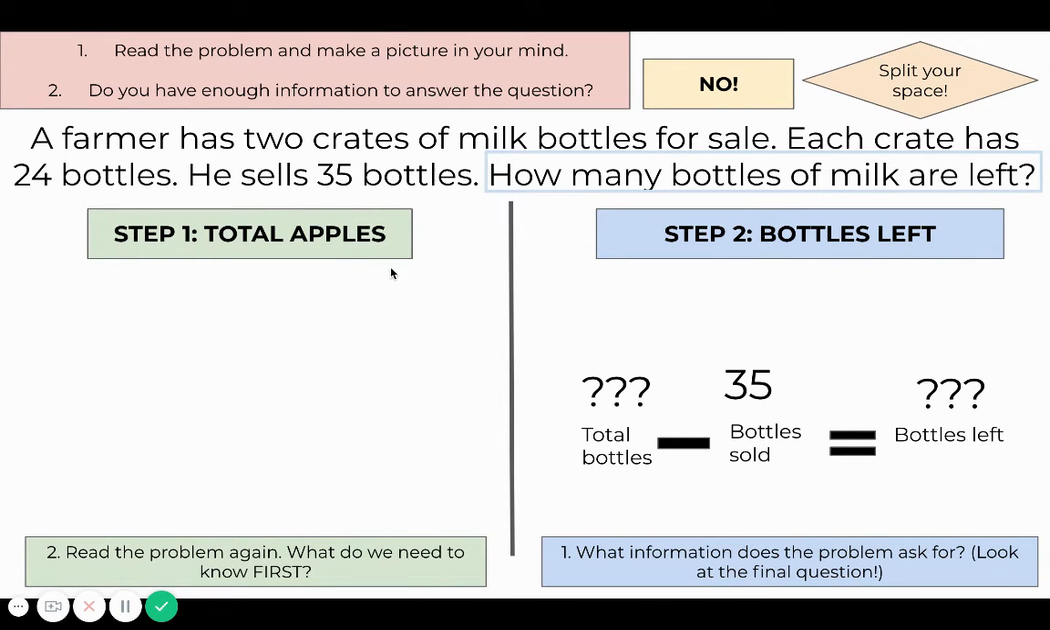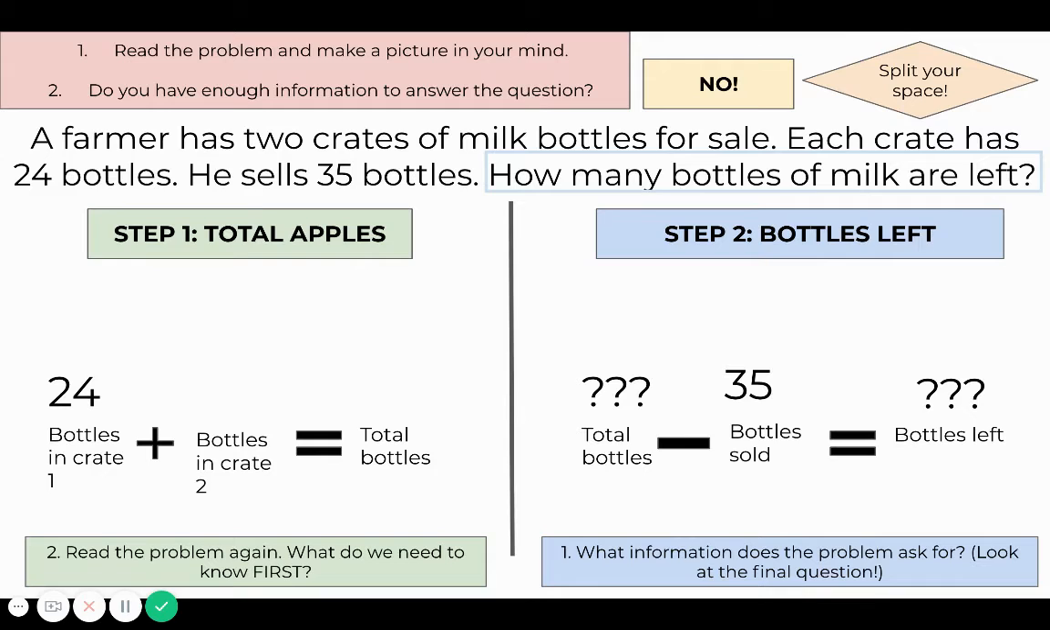And I see that it says apples, so I'm seeing that I have a typo. But what I meant to say was the total number of bottles. So to do that, I would find the bottles in crate 1, add the bottles in crate 2 to find the total bottles.